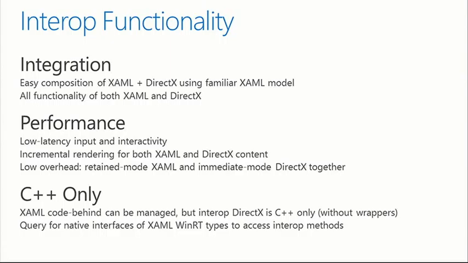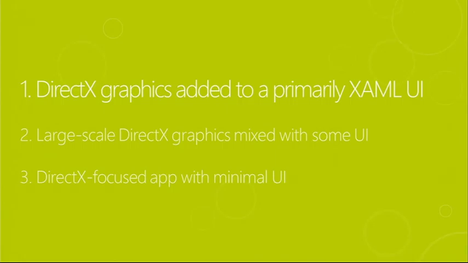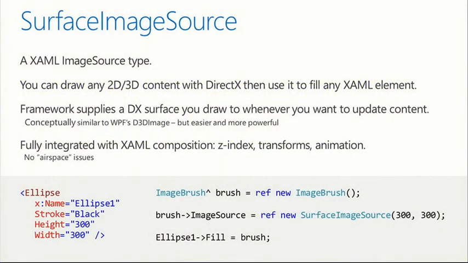So looking at that first set of scenarios we wanted to enable, this is the ability to take DirectX graphics and sort of integrate them into a primarily XAML UI. So the way we've enabled this is adding this new type called surface image source. So if you're familiar with XAML at all, this is just like any other regular XAML image source type. There are other ones that allow you to draw images and use them to paint objects and so on. So what this allows you to do is basically use DirectX, Direct2D, and Direct3D to basically draw any content to the surface and then use it to fill any XAML element that takes a brush. So you can say take an ellipse or a rectangle or an image and actually use DirectX to paint directly onto those types in XAML.